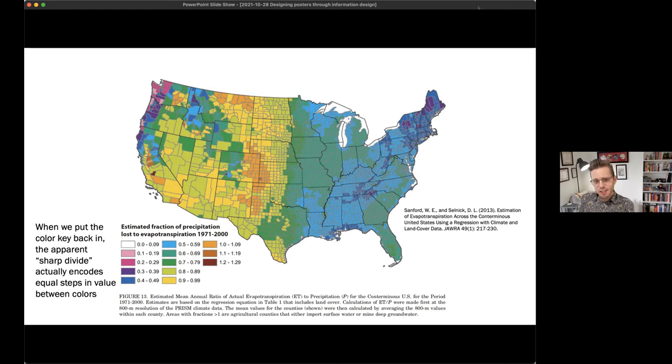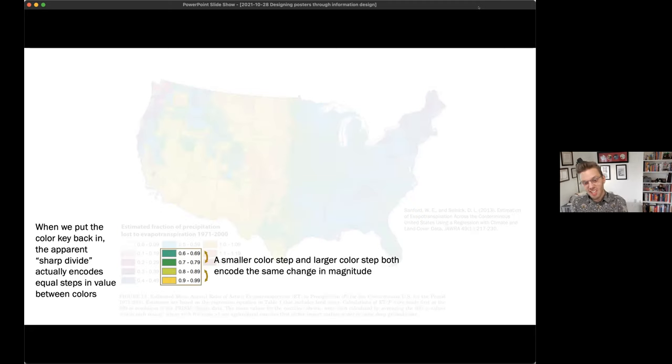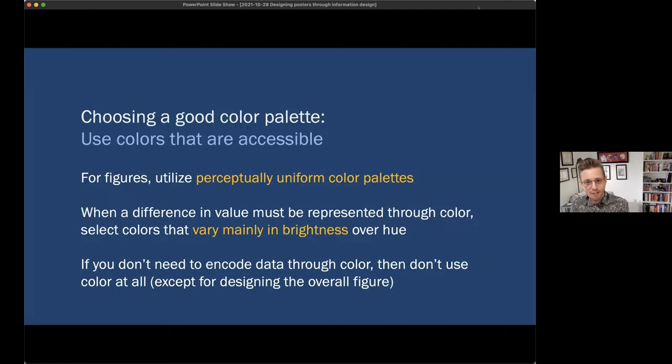the apparent sharp divide between east and west actually doesn't encode a significant difference in value. Instead, that sharp divide actually encodes equal steps in value between colors. So we see that if we look at, for example, the green to yellow range of this color palette, each of those differences in colors encodes exactly the same size step in the data. And so in this situation, the choice of color palette is actually betraying what the data are actually saying, all because in human perception, we don't interpret colors in naturally uniform ways.